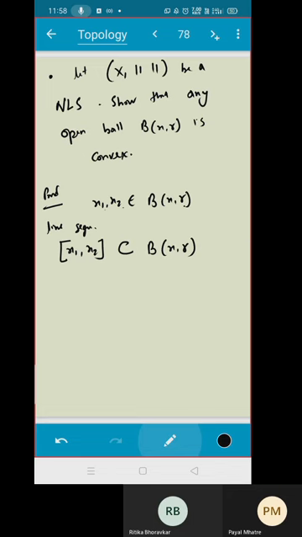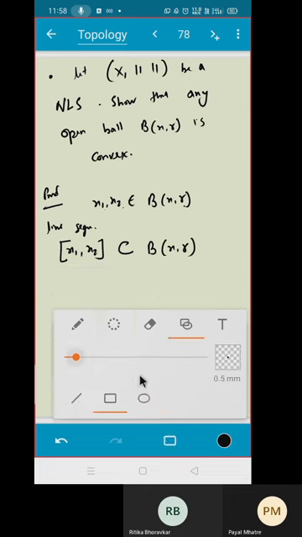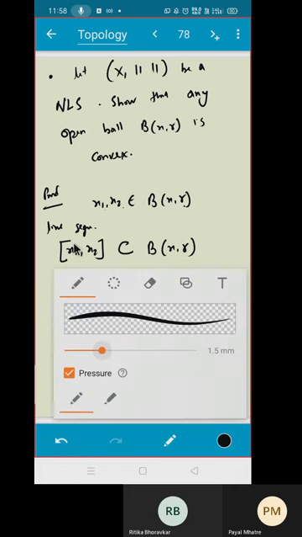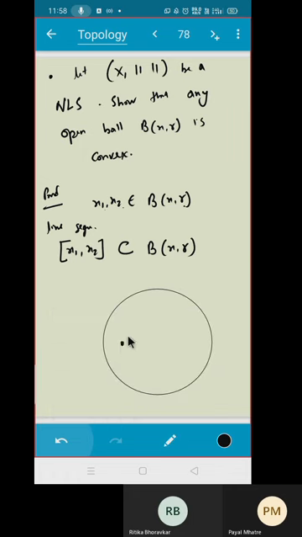Graphically, do you understand what I am talking about actually? Suppose I am having B(x, r), and I take any two points inside that, say x1 and x2. Correct?